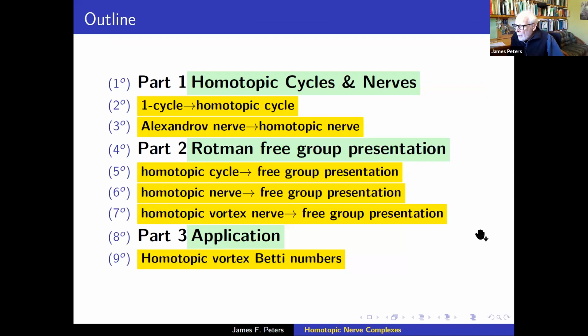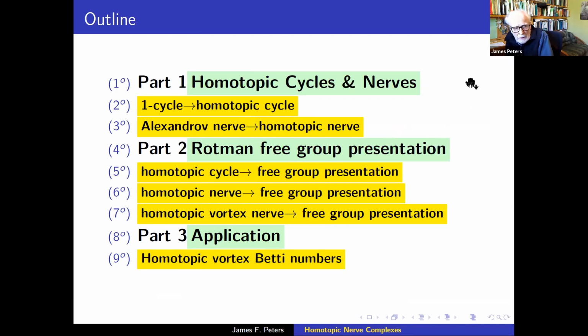This is an overview of the topics in my talk, starting with elementary one cycles that map to homotopic cycles, and reverting back to an idea in 1935 by Alexandrov and Hopf. What Alexandrov introduced was the notion of a nerve, a structure, and I extend that to what I call a homotopic nerve.